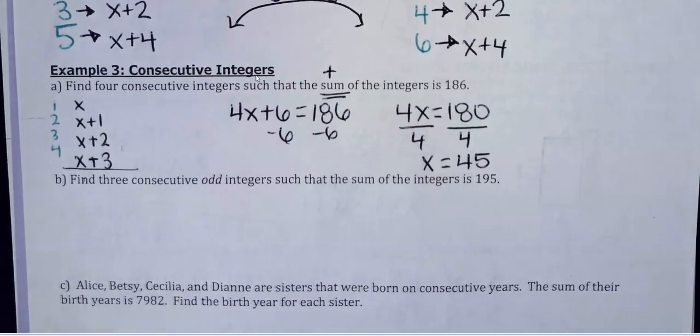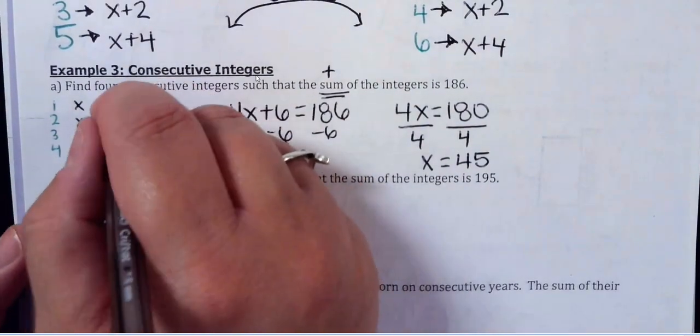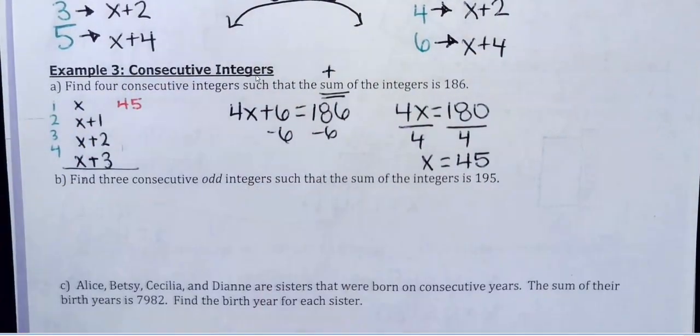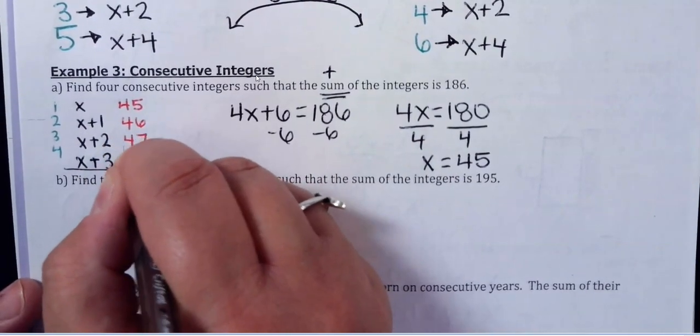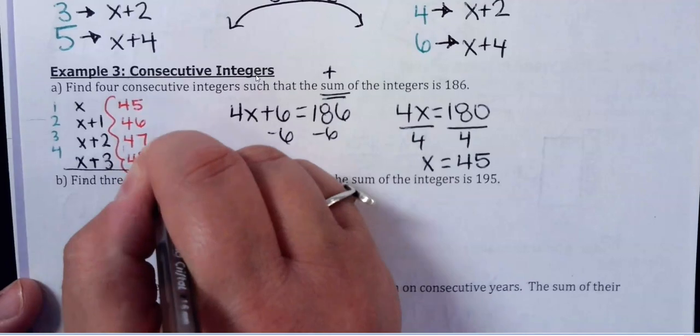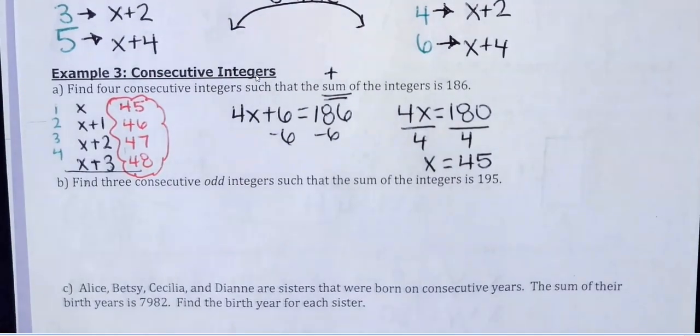So I just come back over here, where I wrote this out. My first number is 45. Add 1 to that, so it'd be 46. Add 2, you get 47. Add 3, you get 48. And those would be 4 consecutive integers that if I add them up, it's going to total 186.